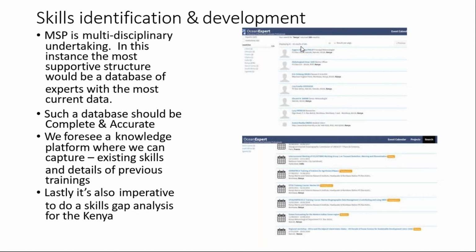You can see on the left graphics, there have been a lot of efforts in our community of practice in IOC UNESCO to come up with the Ocean Expert database, where we can speedily refer and know who is skilled in what areas, and also to know what events are coming up, so that we can harness this as quickly as possible. So I foresee a knowledge platform in Kenya, where we can detail all our existing skills and know who has been trained in what previously. And while doing that, it will also help us to do a skills gap analysis so that we know which areas we need to strengthen as far as skills development is concerned.